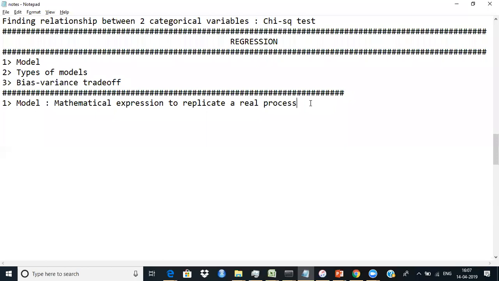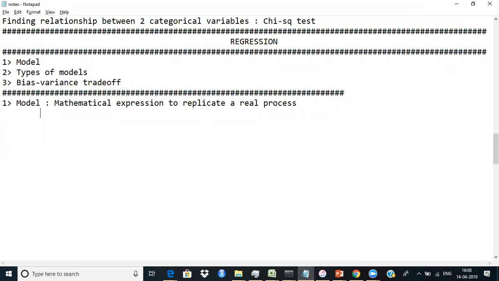Not right now. So mathematical expression to replicate a real process basically means you are trying to understand mathematically what governs something. Say, for example, what governs or what makes a person default on a loan. Default means he's not able to pay back, right? Or what governs how many cars will sell. So you try to understand that or replicate that using a mathematical expression. That expression is known as a model, right?